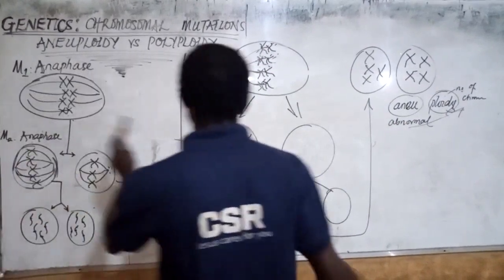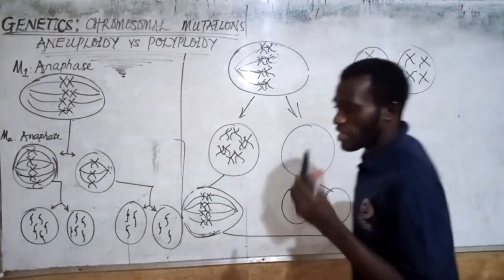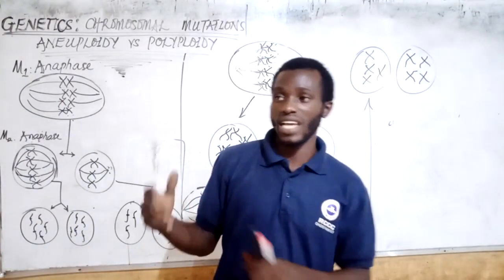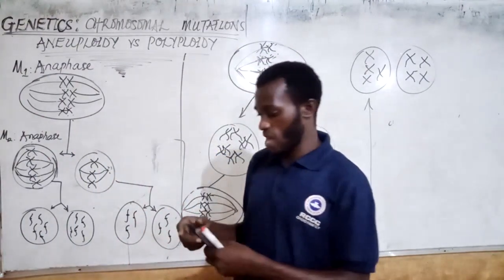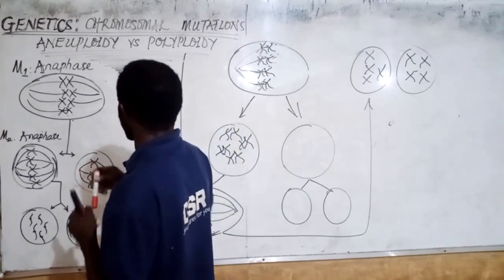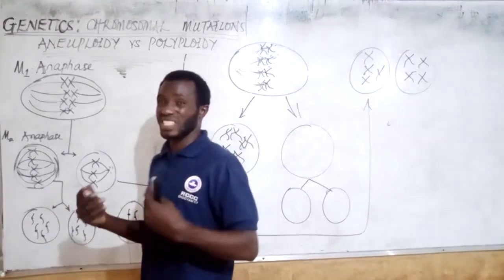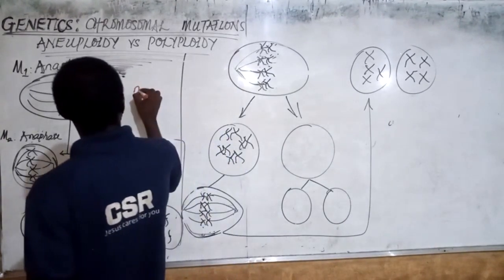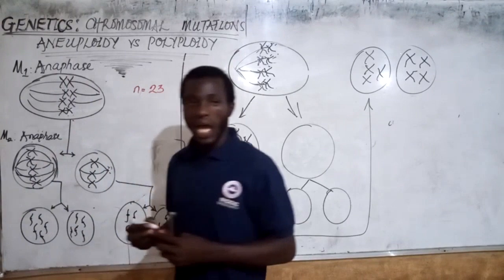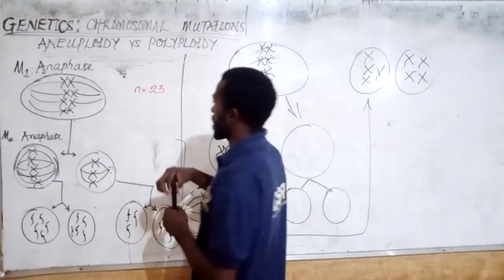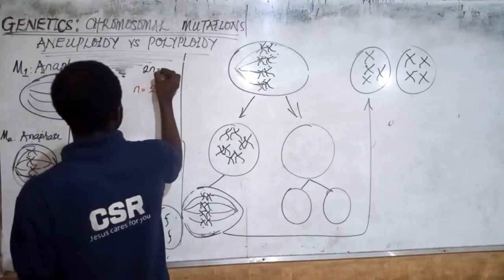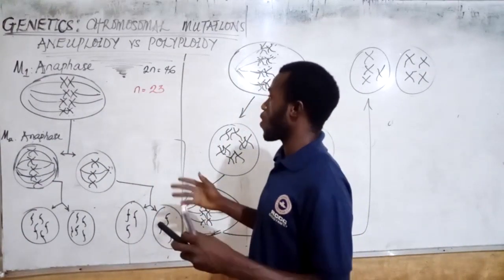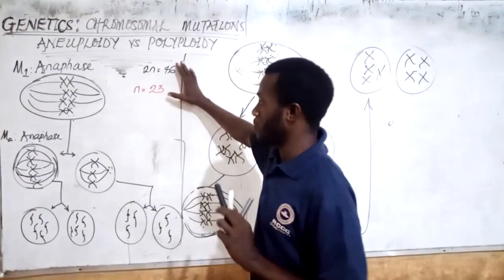I'm going to use these diagrams to explain what happens in aneuploidy. You already know that a diploid organism has two sets of chromosomes. For human we have 23 sets, which amounts to 46 chromosomes in total. So our haploid number N should be 23, and our diploid number 2N is 46. For fish such as tilapia it is 44, but I'm going to be using human for the sake of this tutorial.